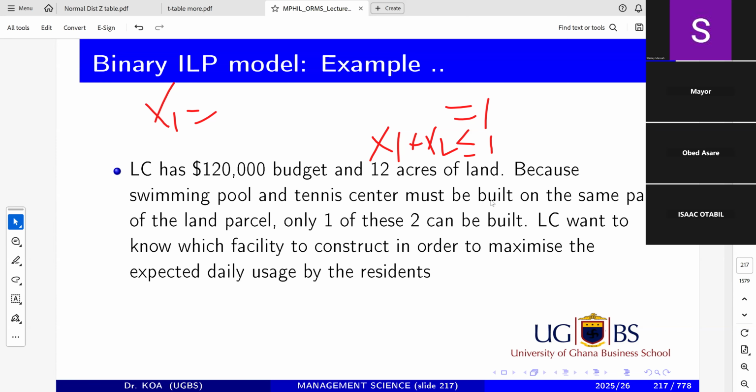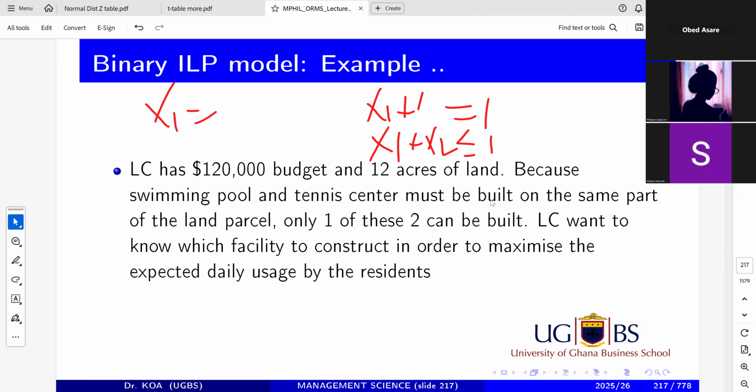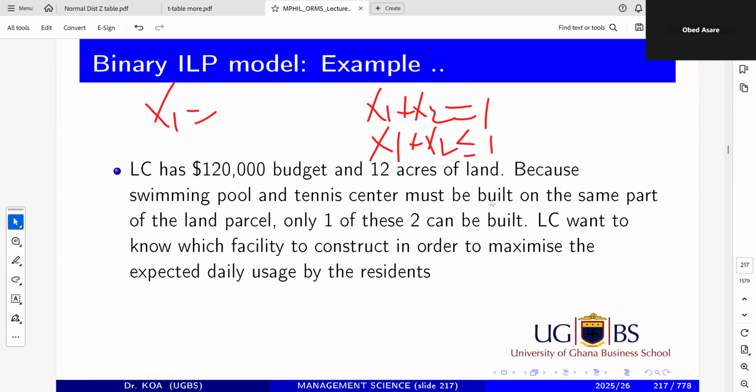Because swimming pool and table tennis must be built on the same piece of land, only one of these must be built. X1 plus X2 is equal to 1. It is. So it's supposed to be X1 plus X2 equal to 1. If you are not paying attention, we finish this thing and you realize it was just that you weren't paying. So the can changes to must, which means the less or equal to must change to equal to.